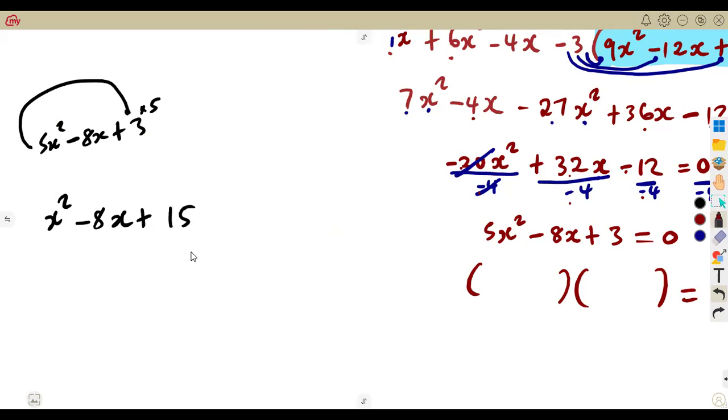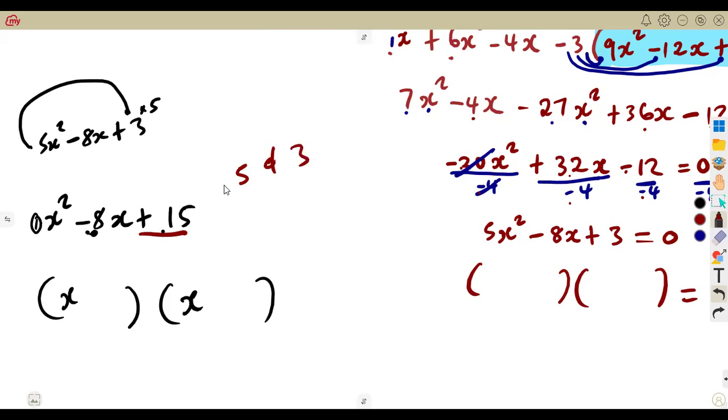As we have 15, we can consider the factors of 15 which add up to negative 8, since the coefficient of x squared is now a 1. So it's simply going to have two brackets, x here, x here. Factors of 15 adding up to negative 8, we've got 5 and 3. So let's just have negative here. So you're going to have negative 5, negative 3.